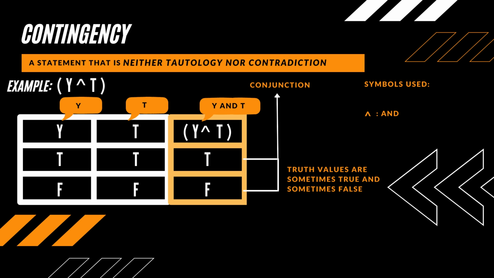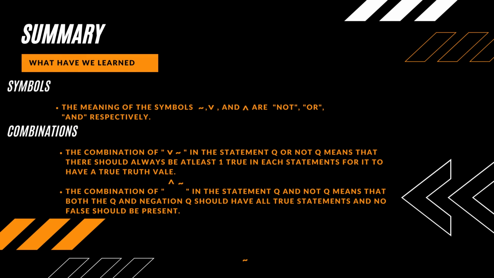Since the results are true for the first row and false for the second row, we know it is not under tautology nor contradiction. It belongs under contingency due to the variation of results. Here will be the summary of what we learned in today's video.